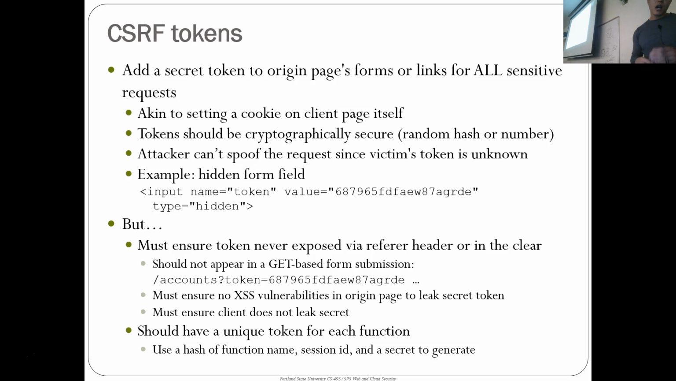It's recommended that you have a token per function so that if the adversary figures out one token, they can only have access to one function on your server rather than the entire list of them. So hashing the function name on the back end along with the client session ID and a secret to generate the token is something that you could do.